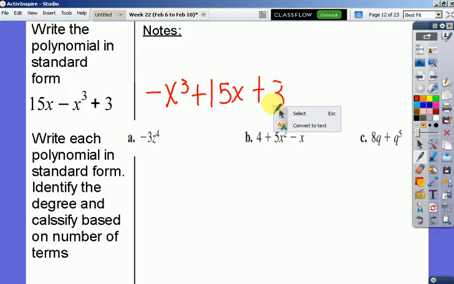All right. As far as the next couple, you have -3z to the 4th. So write it in standard form. It is in standard form. There's nothing we can do about that. Identify the degree. What's the degree? 4. And classify based on the number of terms. So it's still just a polynomial. Well, it's a monomial, right? Monomial. It's just a monomial. Degree 4.